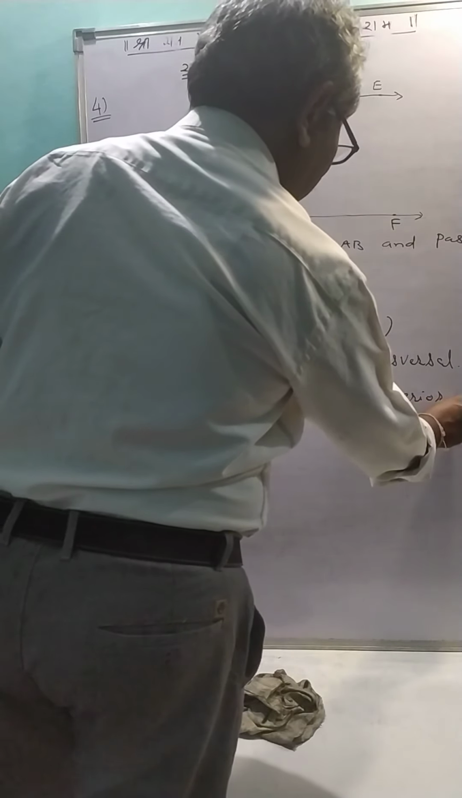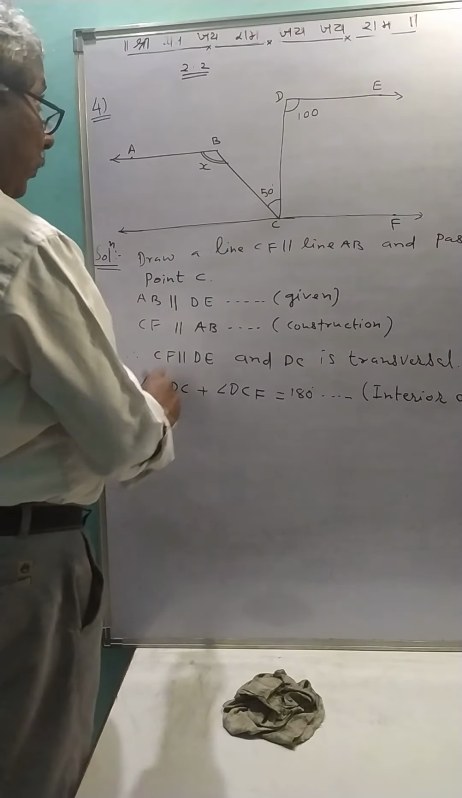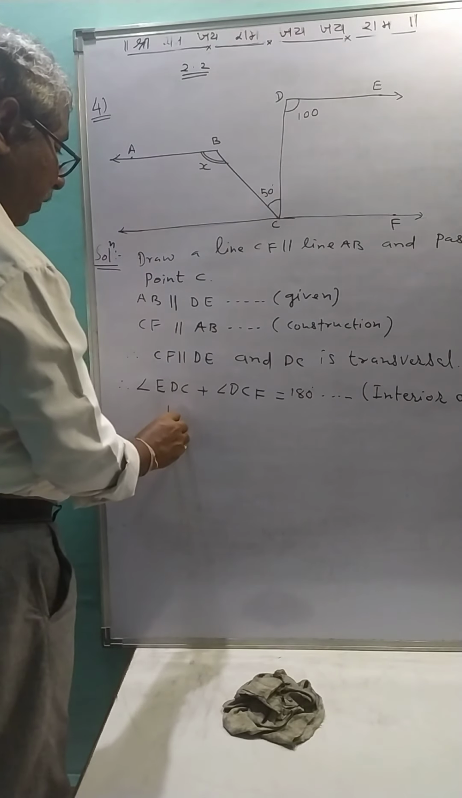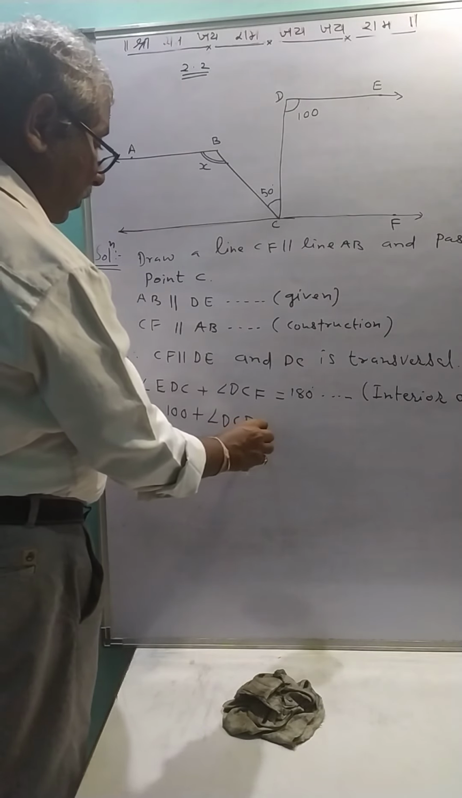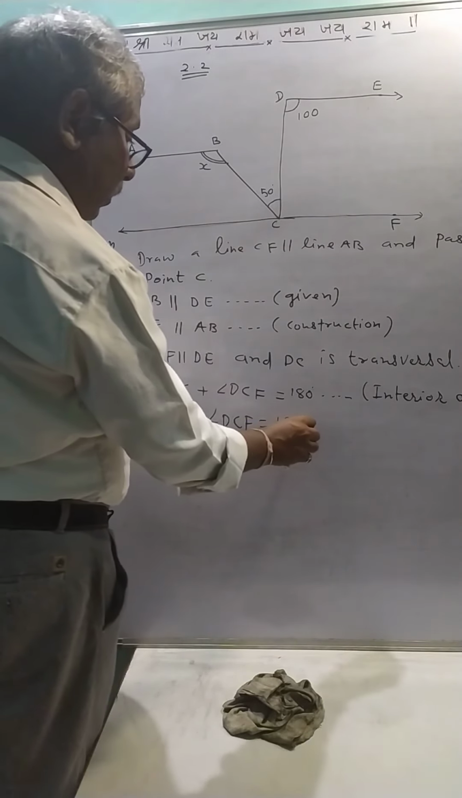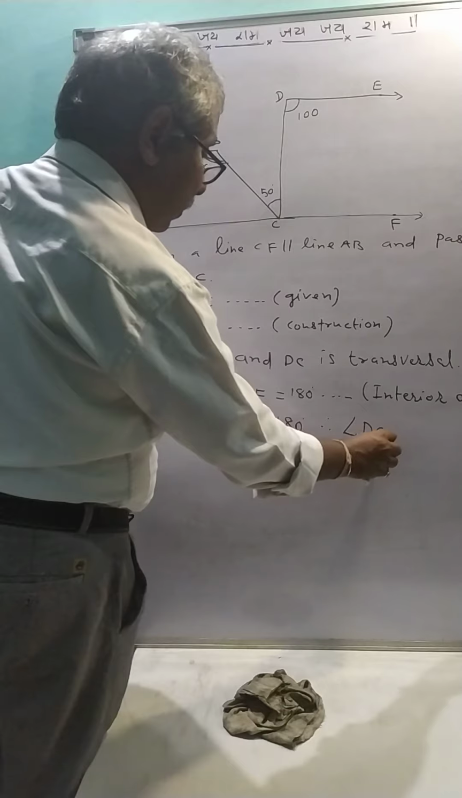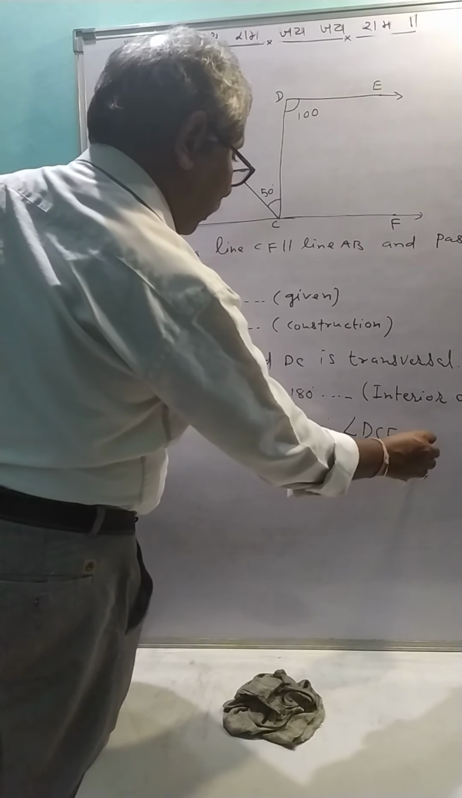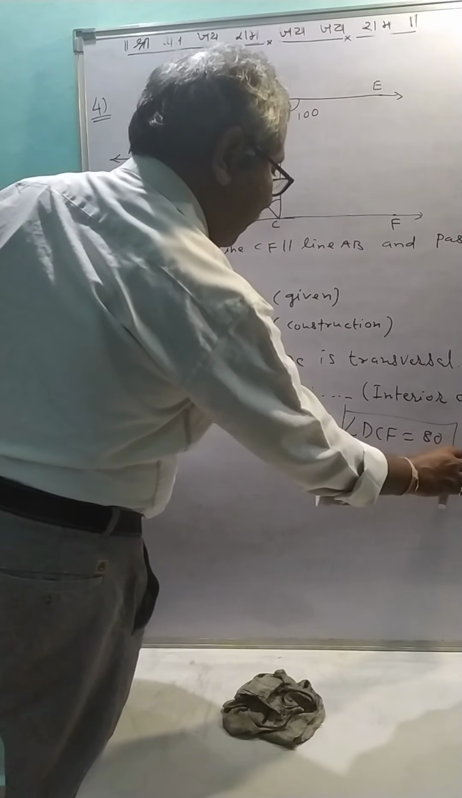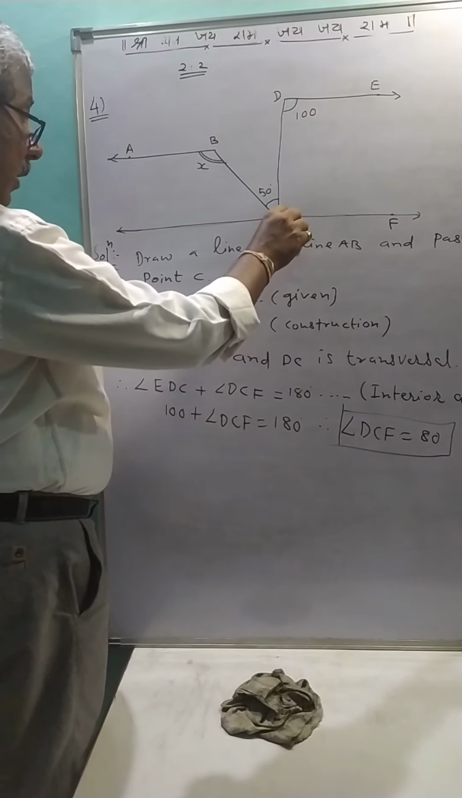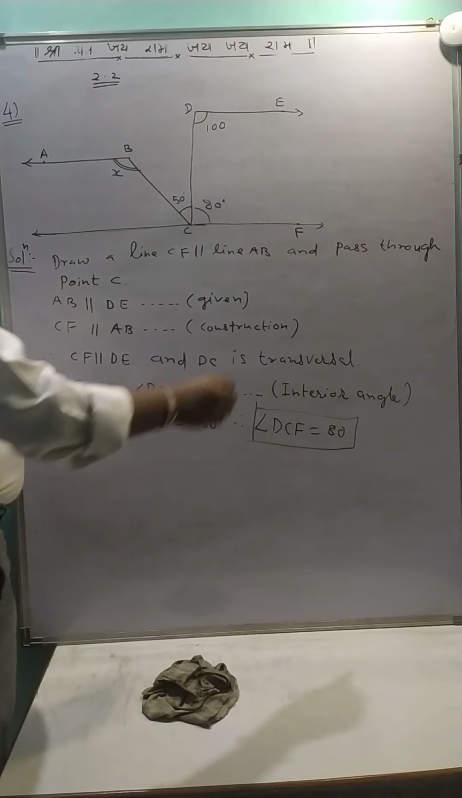Interior angle. Now EDC is equal to 100 plus angle DCF is equal to 180. Therefore angle DCF is equal to 80 degrees. So this angle is 80 degrees.